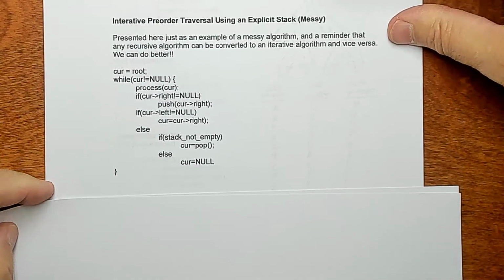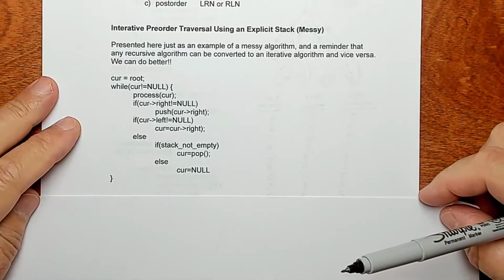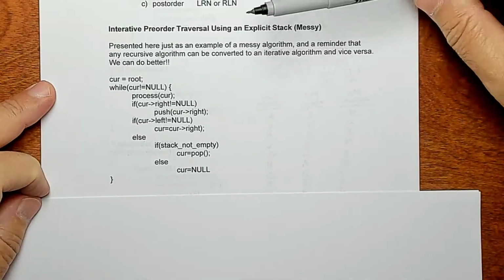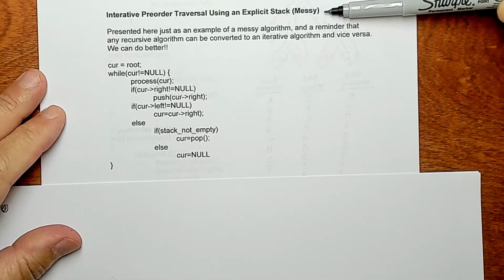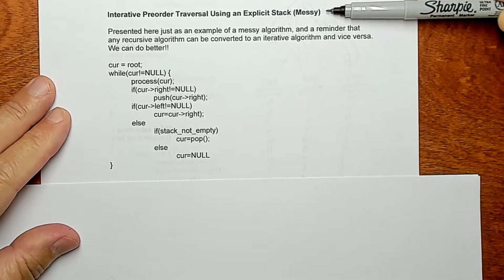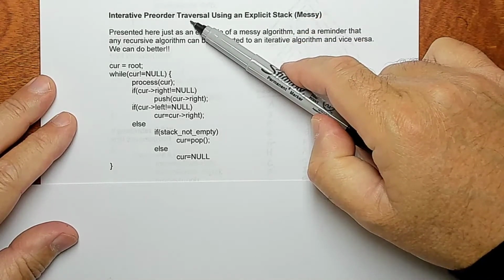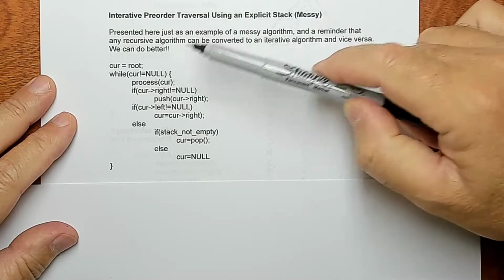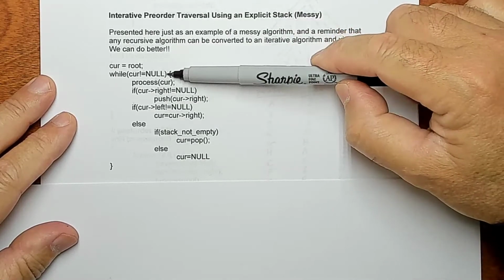Anyway, presented just for comparison, is this messy algorithm here. This does a pre-order traversal, and it uses iteration and an explicit stack. So here's the iteration loop.